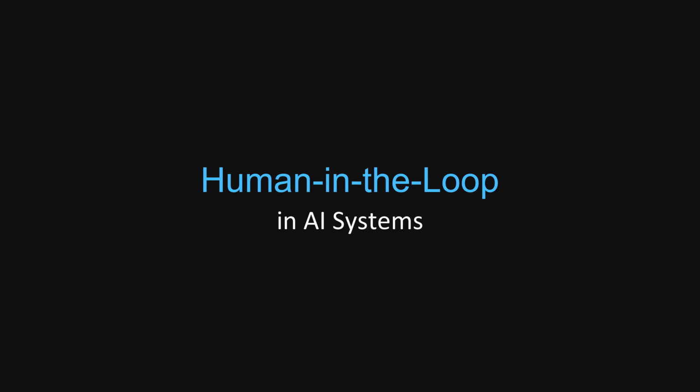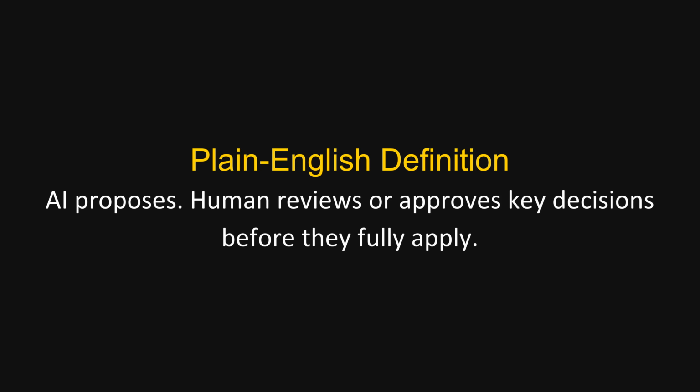Human in the loop in AI systems. Human in the loop. Human in the loop in AI means an automated system makes a prediction, but a human reviews, corrects, or approves important decisions before they fully take effect.